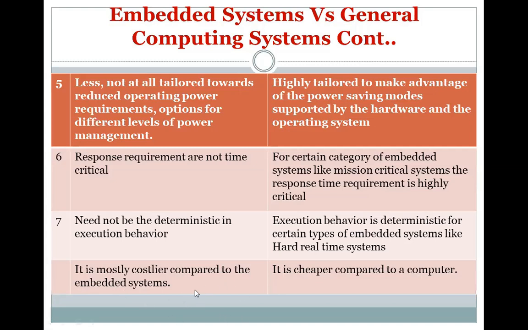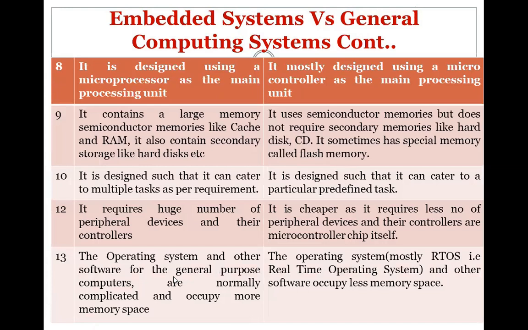A general purpose system is costlier compared to an embedded system. It is designed using a microprocessor as the main processor unit. In the case of an embedded system, it is mostly designed using a microcontroller as the main processing unit, and it is cheaper. A general purpose system contains large semiconductor memories like cache and RAM. It also contains secondary storage like a hard disk. An embedded system uses semiconductor memories but does not require secondary memories like a hard disk or CD. It sometimes uses flash memory also.